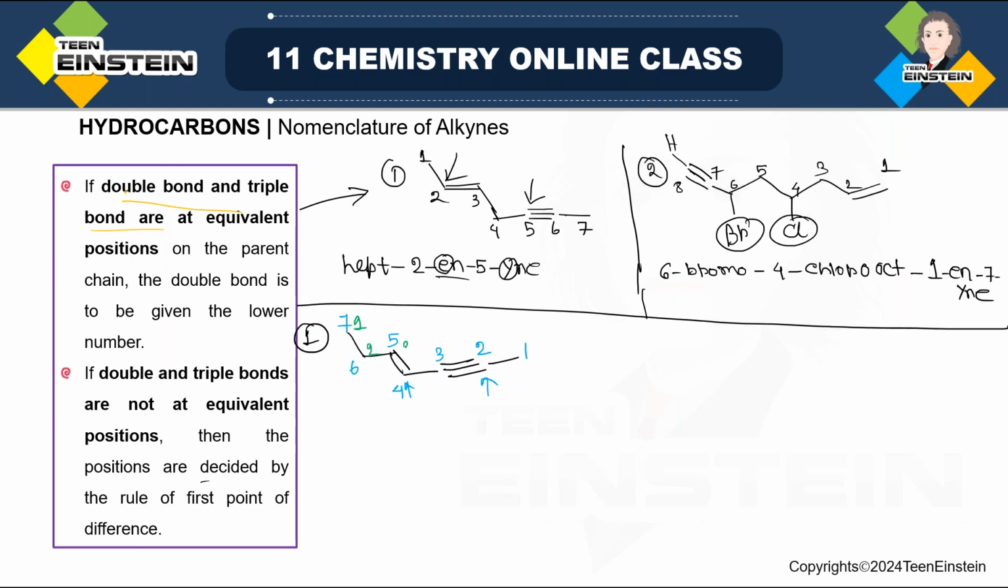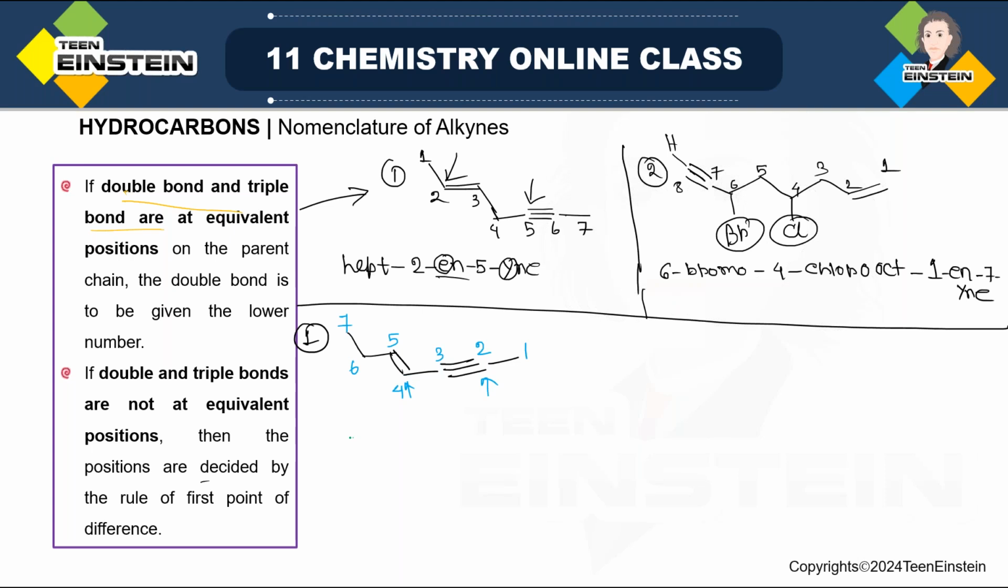1, 2, 3, 4, 5. So in the blue numbering, we are getting number 2 and 4. But in this case, we are getting number 3 and 5. So first point of difference, obviously 2, 4 will win over the other. So this green marking is not correct and I am erasing it.